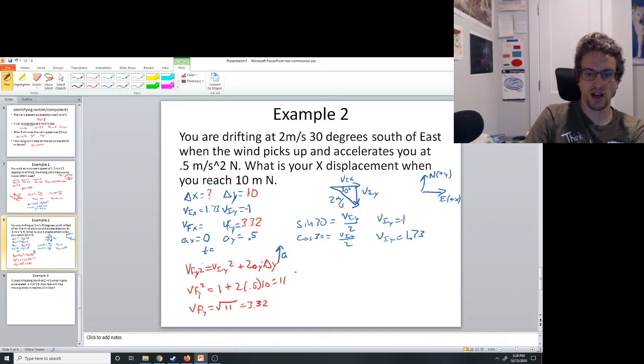And then I can find time using v final y equals v initial y plus at. So I've got 3.32 equals negative 1 plus at. 4.32 equals 0.5 t. T equals 8.64 seconds.